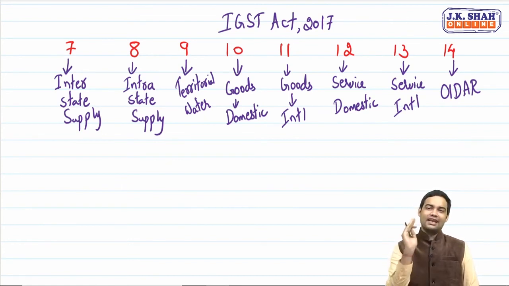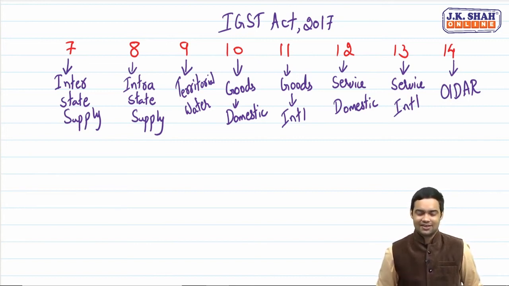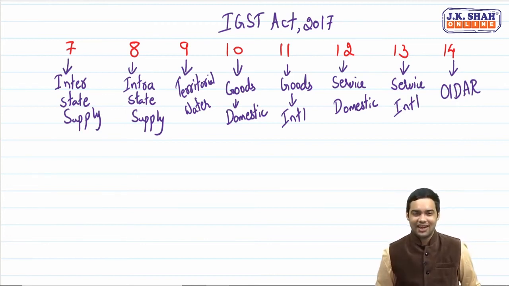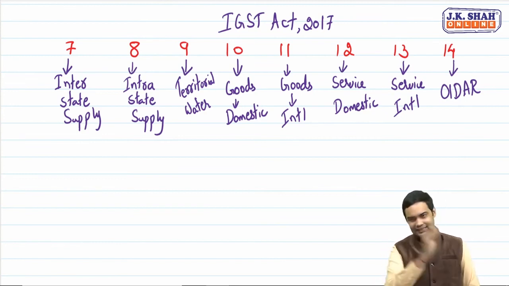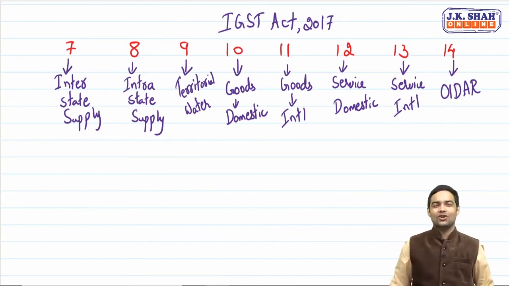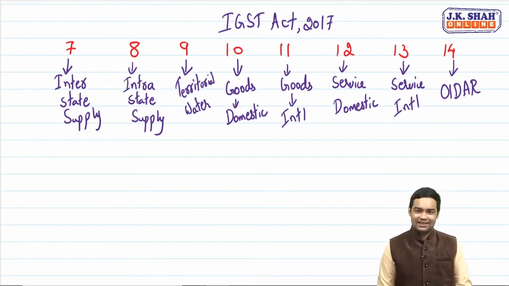How do you remember 10, 11, 12, 13? Tell me one thing, in the Goods and Service Tax Act, first goods comes or service comes? Sir, goods is there before services. First you will regard domestic transactions or international transactions? Sir, we will regard domestic transactions first. That's how the flow is. 10 deals with goods domestic, 11 goods international, 12 services domestic, and finally 13 services international.